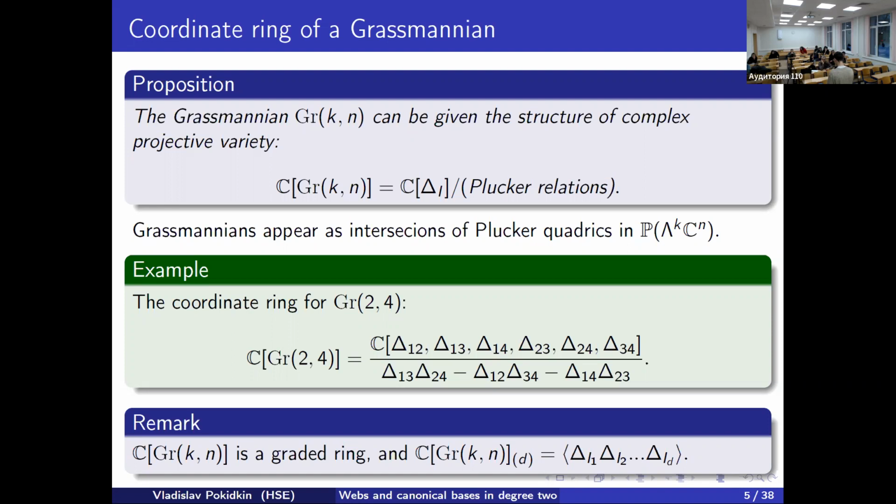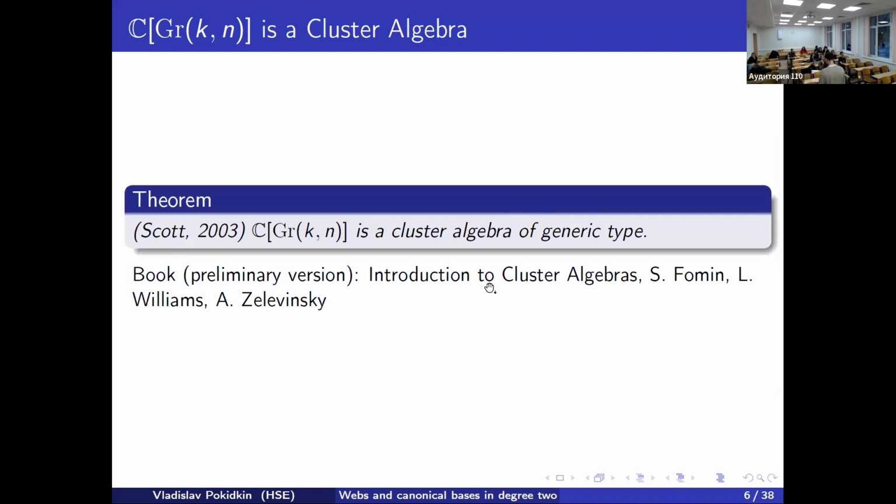The motivation to consider this is that it was shown by Scott that such a coordinate ring is a cluster algebra of finite type, and this is one of the reasons, and something is written in this book.